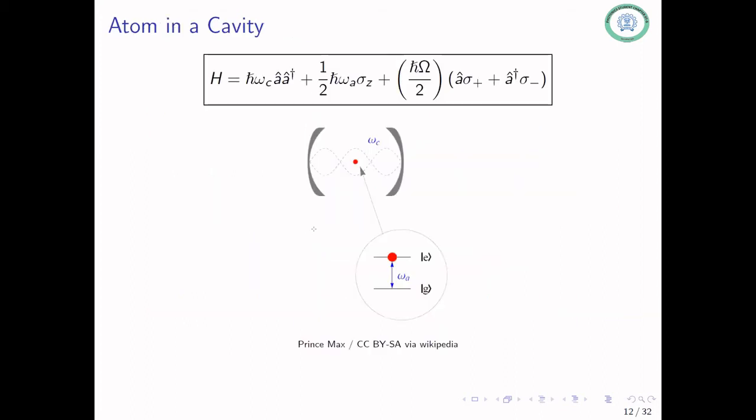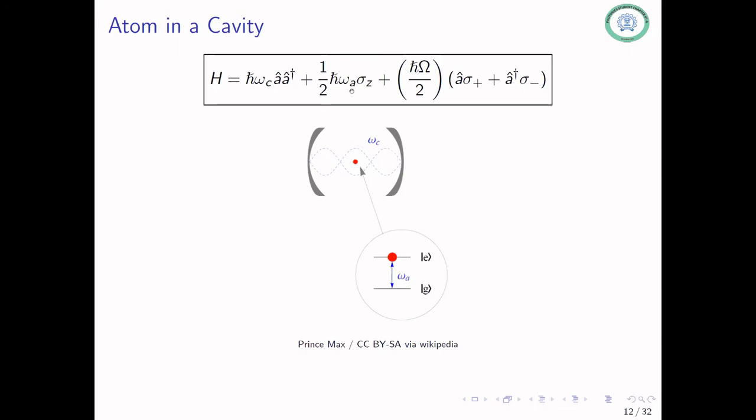Their model basically talks about an atom placed inside a cavity which has some resonance frequency omega c. And our atom is a two-level system. So there's a ground state, there's an excited state, and the energy difference corresponds to a frequency of about omega a. So what are the terms of this Hamiltonian? You have a first term, h cross omega c a dagger a. This term talks about the energy of the photons that exist within the cavity.